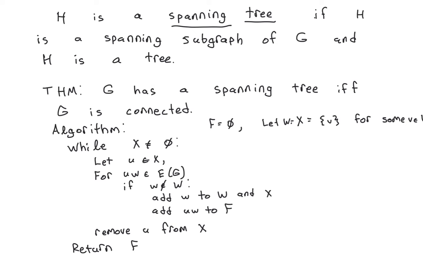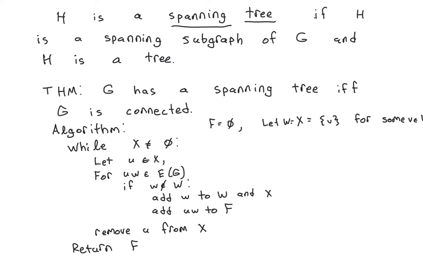Now we say that a spanning subgraph is a spanning tree if it's also a tree. So we're looking for a subgraph that is a tree and contains every vertex of the original graph. These are important for certain applications. For instance, if you have a computer network or a highway network, a spanning tree would sort of be the minimal connected structure to guarantee that you can get from every point to every other point.